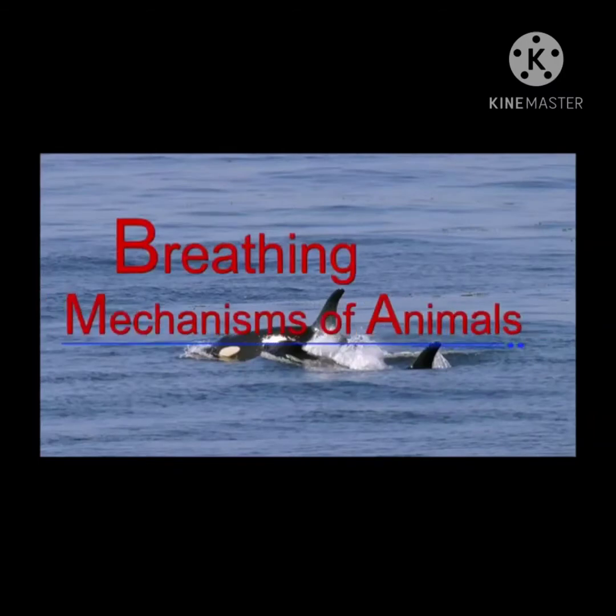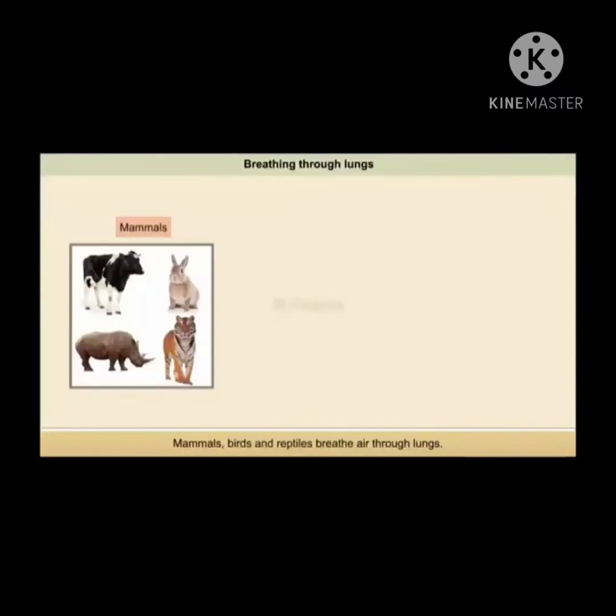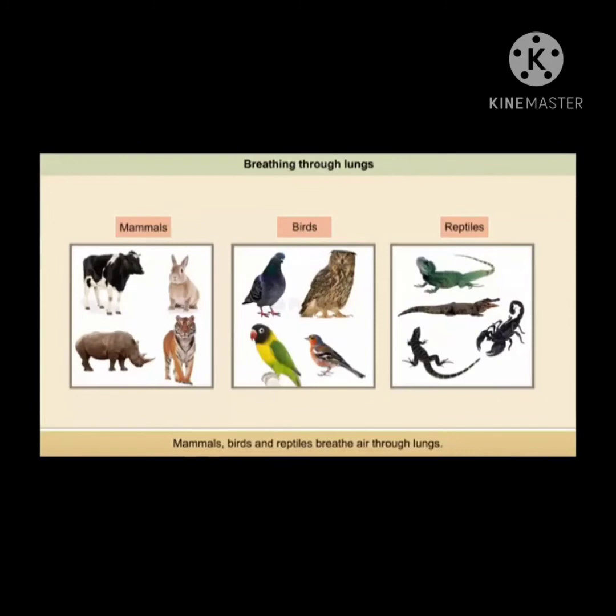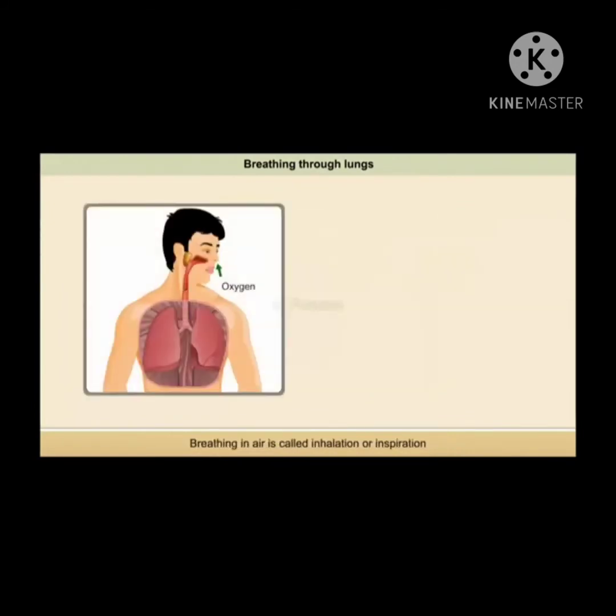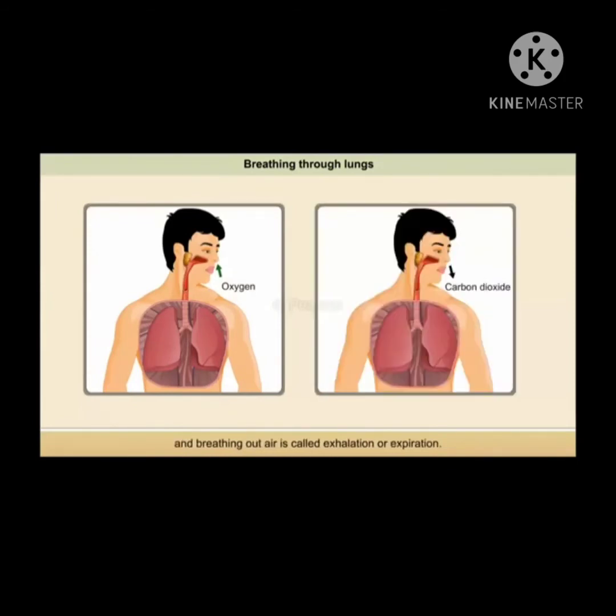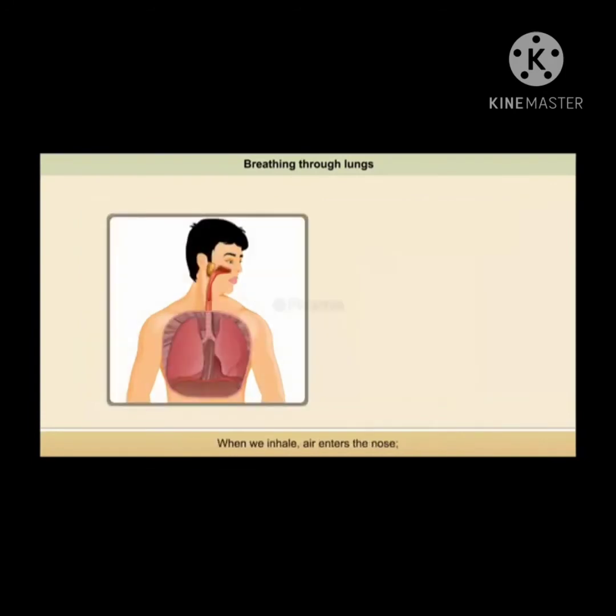Breathing mechanisms of animals. Mammals, birds and reptiles breathe air through lungs. Breathing in air is called inhalation or inspiration, and breathing out air is called exhalation or expiration. When we inhale, air enters the nose. The tiny hair in the nose filters out dust and other particles. Air then travels down through the windpipe into the lungs.